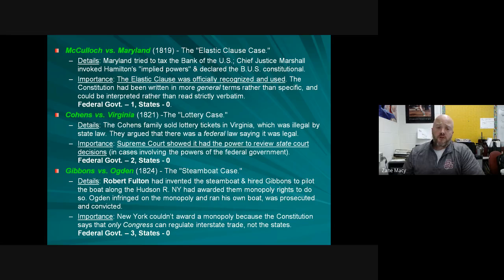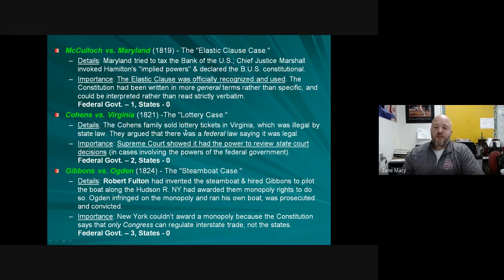Chief Justice Marshall invoked Alexander Hamilton's so-called implied powers and declared the Bank of the United States constitutional. Maryland was not allowed to tax them. So this gives some legal foundation to the elastic clause interpretation, that the Constitution had been written in general terms as opposed to specific terms. This is a win for federalism over states' rights.